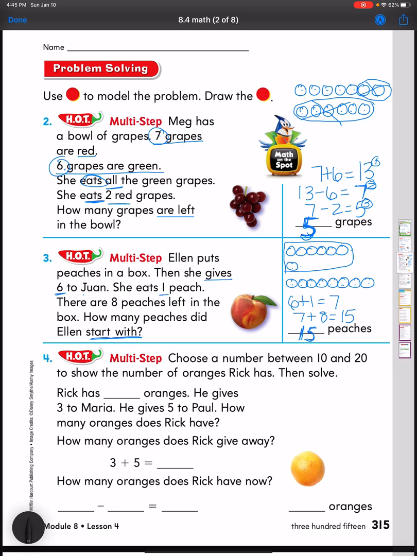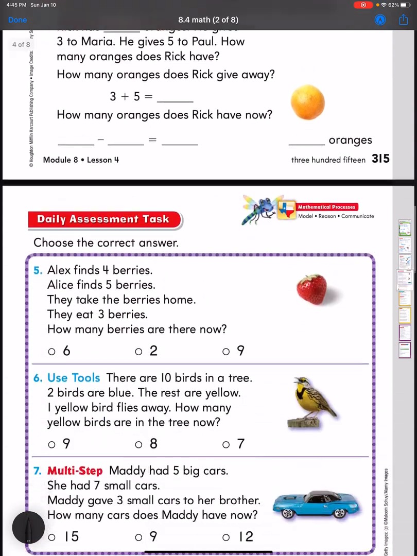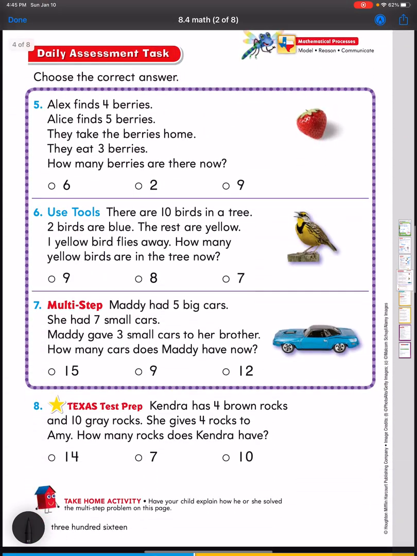All right, we're going to scroll past number 4, and I want you to go just to choose the correct answer. Remember, multi-step problems. It takes several steps to find your answer. Alex finds 4 berries. Alice finds 5 berries. They take the berries home. They eat 3 berries. How many berries are there now? So we need to figure out what they started with. That's going to be our first step.